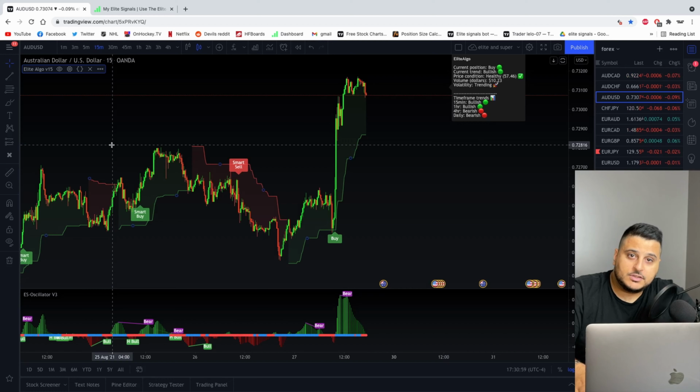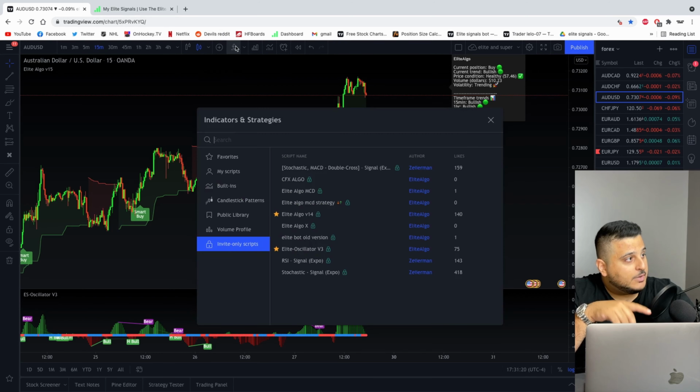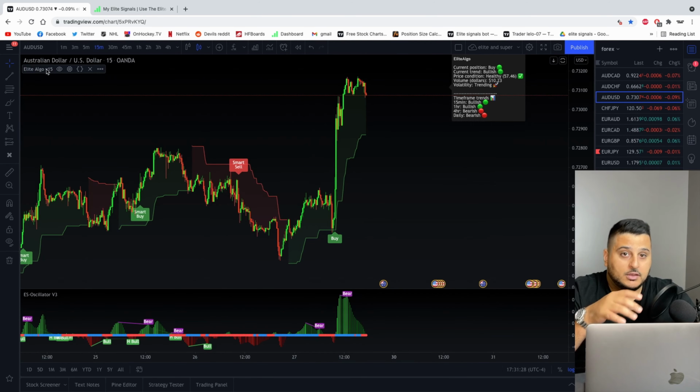Alright guys, the first thing you need to do is make sure you have the latest version of Elite Algo running on your charts. To do that, all you have to do is go to your charts, hover over where it says Elite Algo, and make sure it says version 15. If it does not say version 15, all you gotta do is click the X button you see right here to remove it, refresh your page, and then add it back to your charts by going into your indicators and strategies, then to invite only scripts, and clicking on Elite Algo. It's that easy to do. And once you have version 15, you're ready to go.